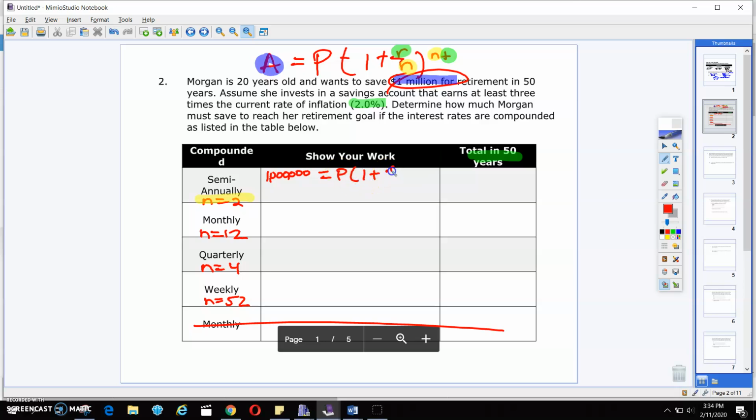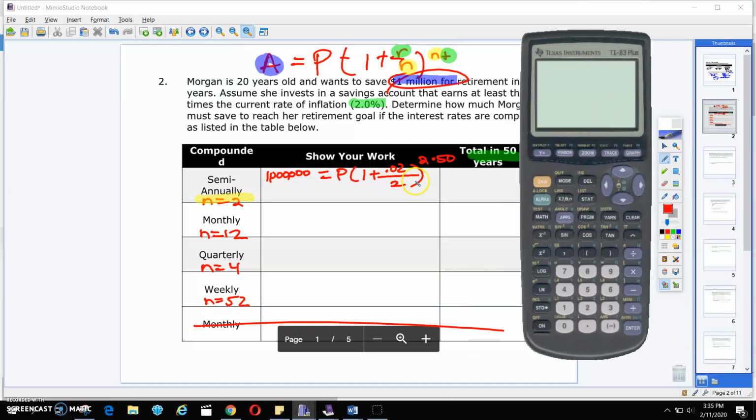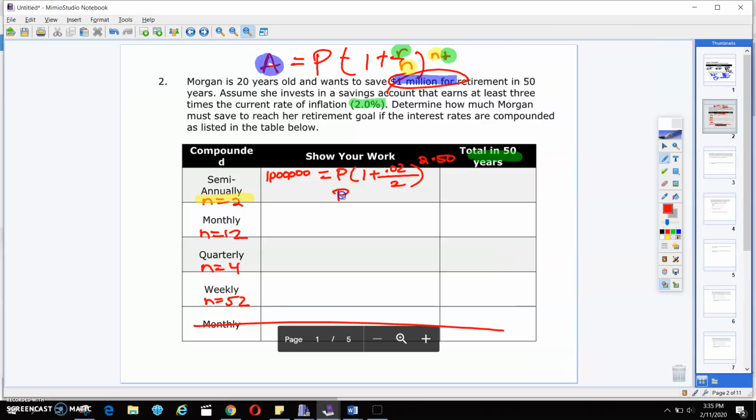1 plus my rate, which is 0.02, divided by 2, which is my n, raised to the 2 times 50 years. Okay, so what we're going to do is we're going to use our calculator, and we're going to put this mess into our calculator. So we're going to say 0.02 divided by 2 plus 1, and we're going to raise that to the 2 times 50 power. This is 2.7048. So this is P times 2.7048.